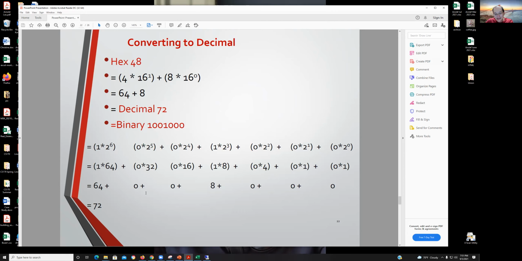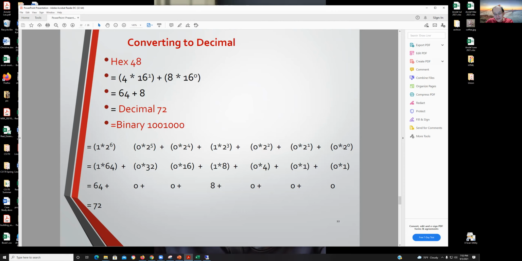You can get this here, you have the 64 and the 8. You can see all the zeros here, so those don't count. And then you can see 1 here, 1 times 2 cubed, which is why you got this 8 here. And then you got 1 times 2 to the 6, which is why you got the 64 here. So that 64 plus 8, again, equals 72. That's how you got the binary up here.